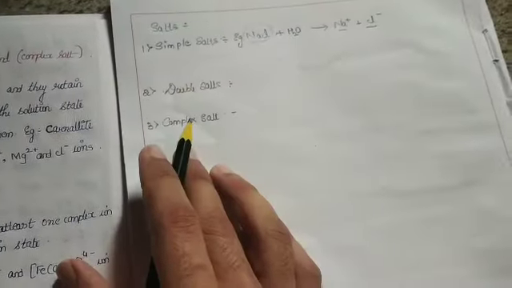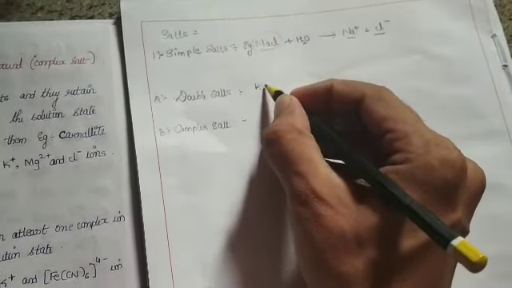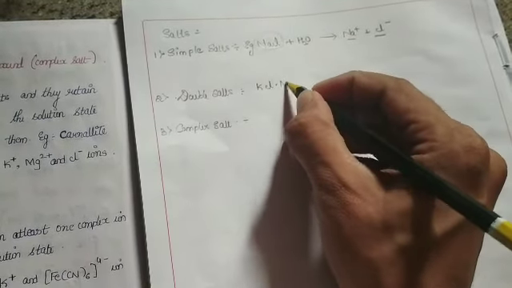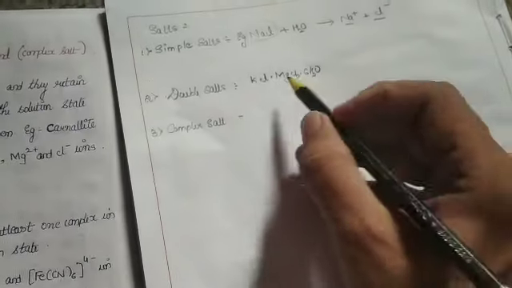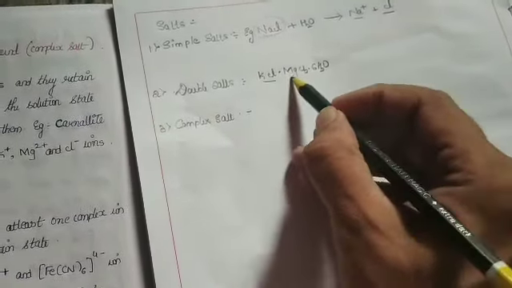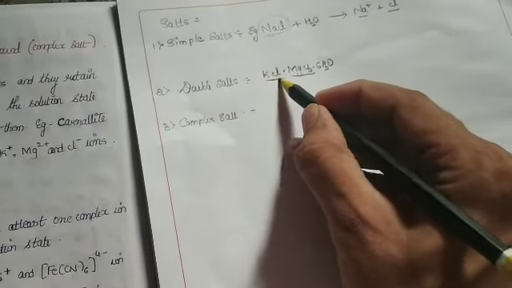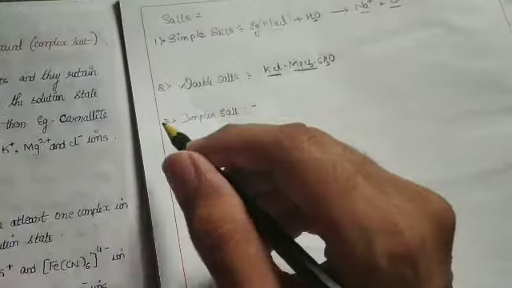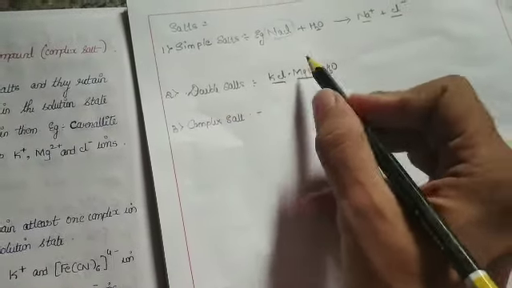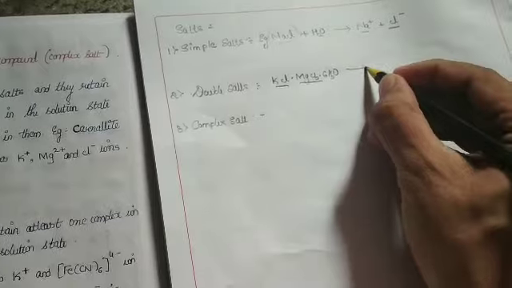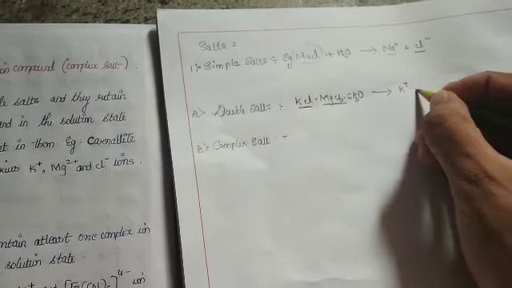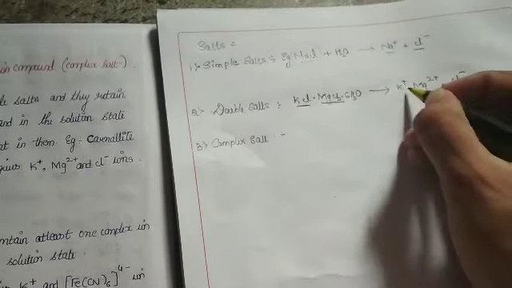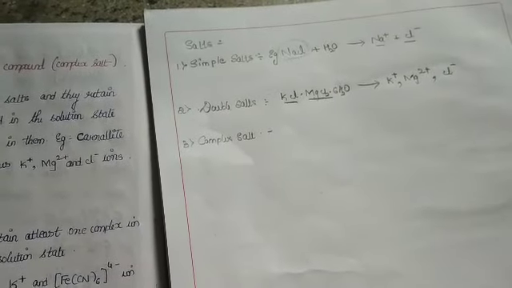Coming to double salts, let me give you an example called carnallite, KCl.MgCl2.6H2O. This is a combination of two simple salts. You can see that one is potassium chloride and another is magnesium chloride. When you dissolve this, you get the respective ions: K+, Mg2+, and also Cl-. So you will be able to understand what it means.